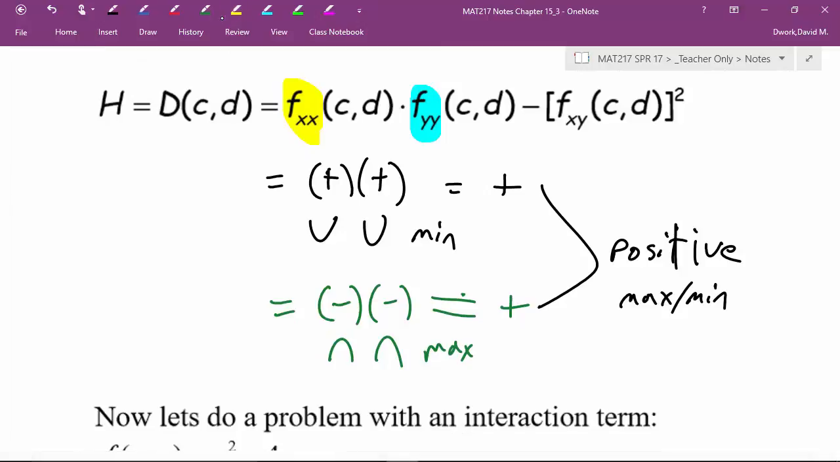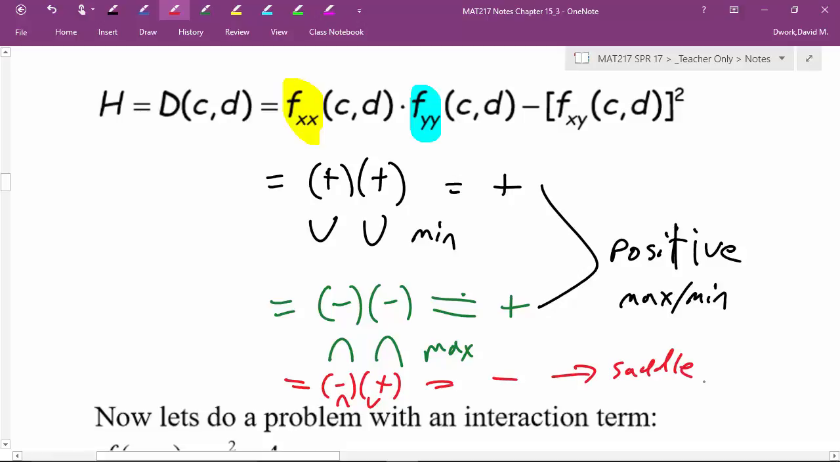And then similarly, if one of our values was negative and the other value was positive, or vice versa, that means we have one concave down, one concave up, which results in a negative value, and we know that this is a saddle point. So that's it. That's how you remember this rule.